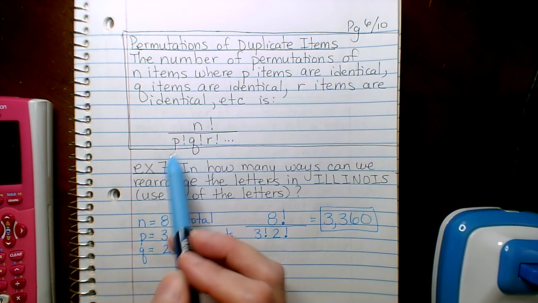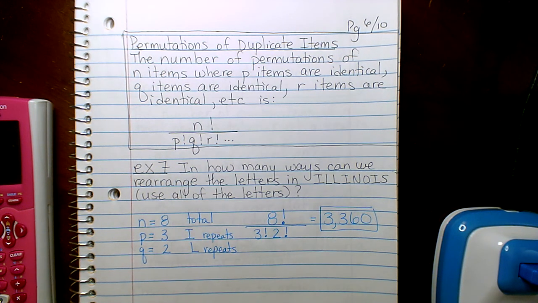So the P and the Q and stuff, that's just however many items you have that are repeated. If I had another word, like say Mississippi, that had the I's, the S's, and the P's that repeat, then I would have a P, a Q, and an R. So it just depends on how many different repeats we have going on here. So we've got I repeating, we have L repeating.